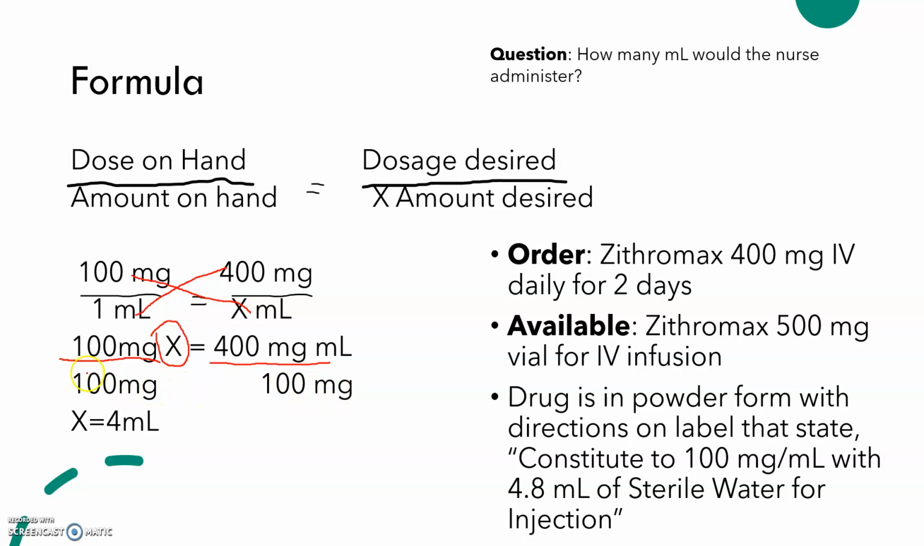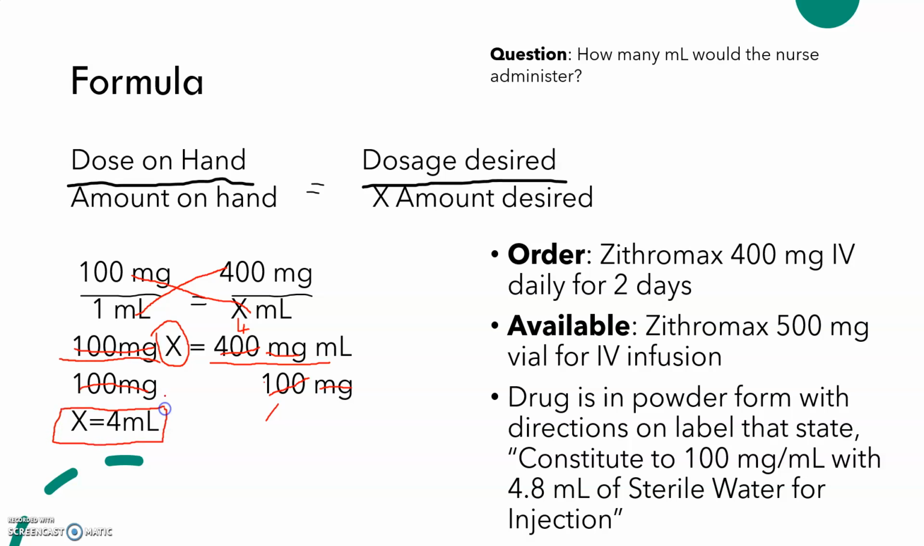So I'm going to cross multiply. I'm going to cancel the 100 milligrams, cancel milligrams. 100 into itself goes 1 time, and 100 into 400 goes 4 times. So what we have is X is equal to 4 mLs. So the nurse would administer 4 mLs.